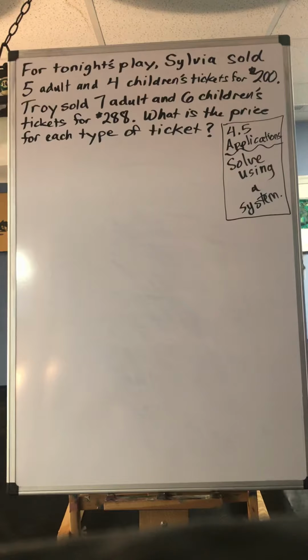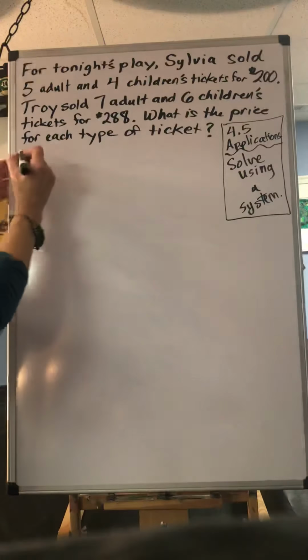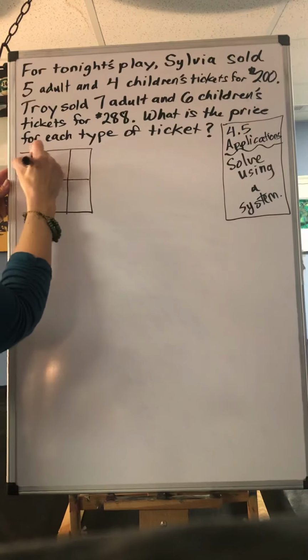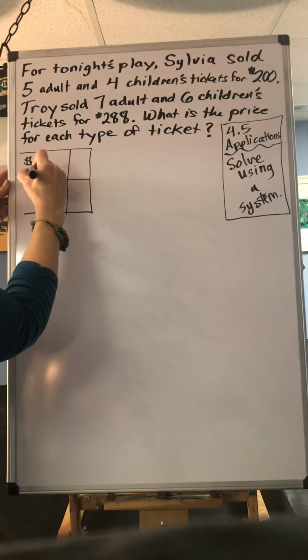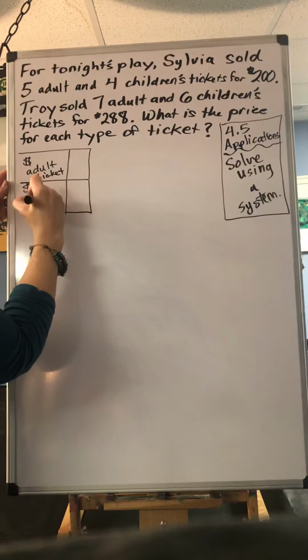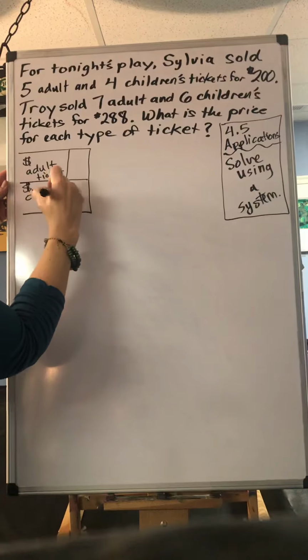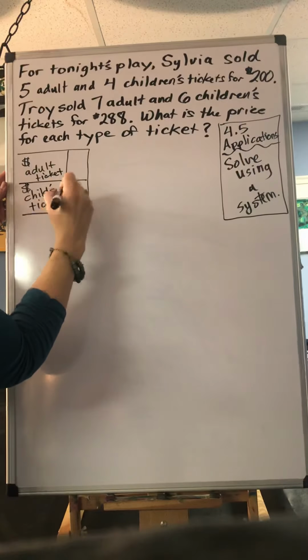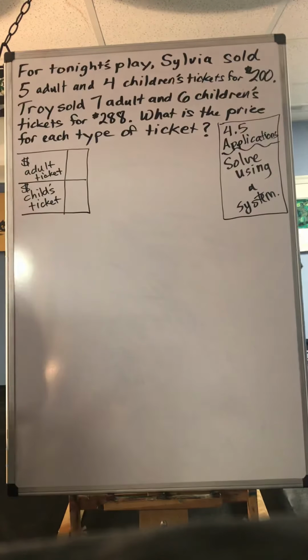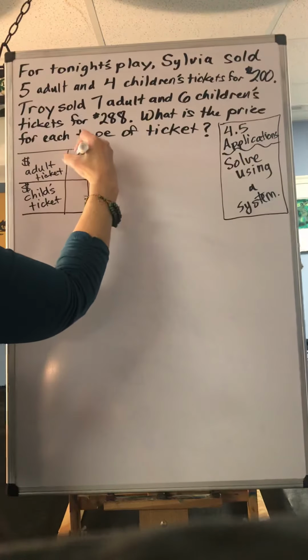Okay, so we are going to be writing a system of equations. To do this, you need to set it up properly. And in this question, we're trying to figure out the cost of an adult ticket and the cost of a child's ticket. Okay, and we're going to refer to those as X and Y.